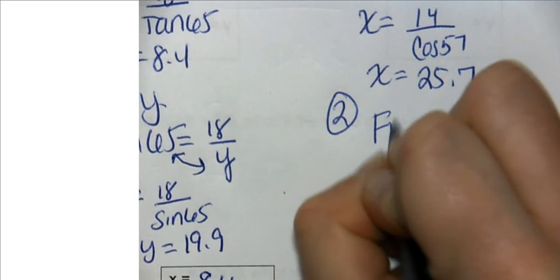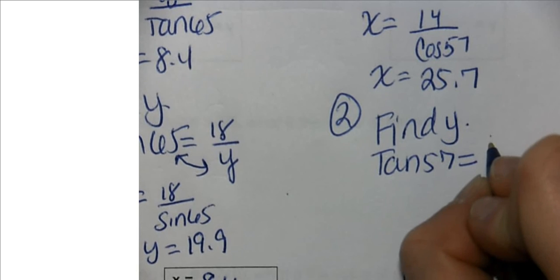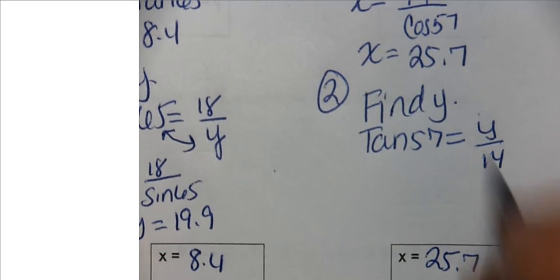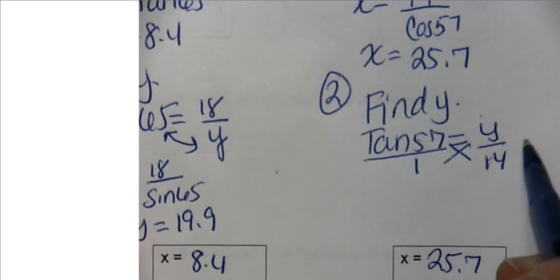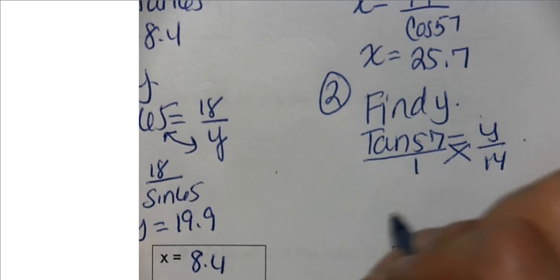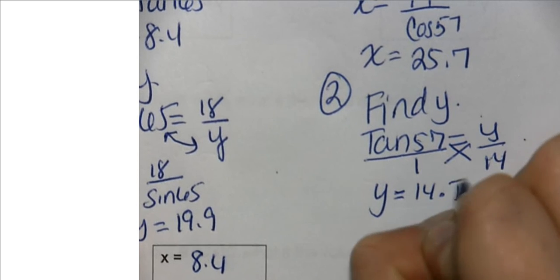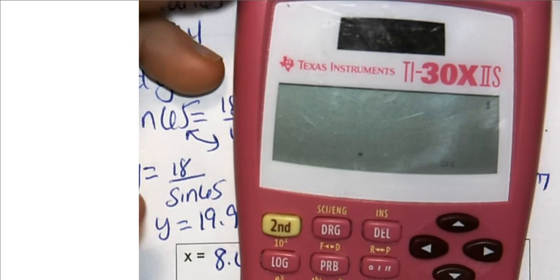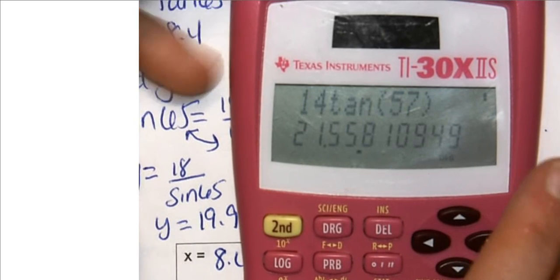I'm working with tangent. So to find y, I'm going to work with the tangent of 57 is equal to the opposite divided by the adjacent. So y divided by 14. So this one, I have to just do cross product. There does exist a trick. You're simply going to multiply these together and it'll equal y. That's another way to view it. So I'm going to write y is equal to 14 times the tangent of 57. And when you put this into your calculator, 14 times the tangent of 57, this ends up equaling 21.6.